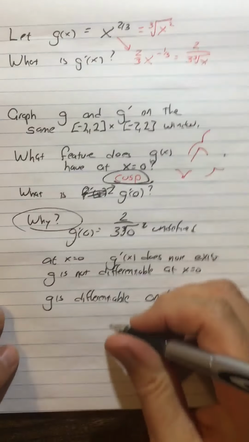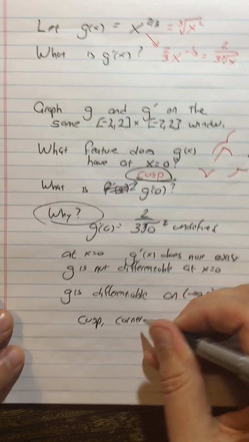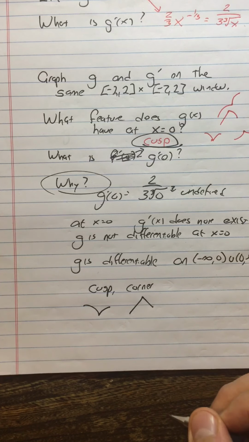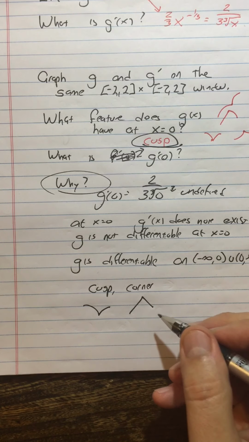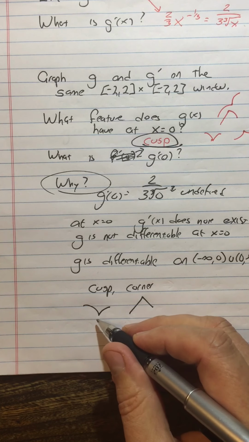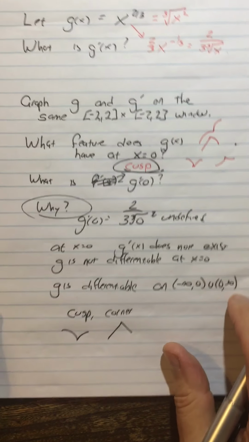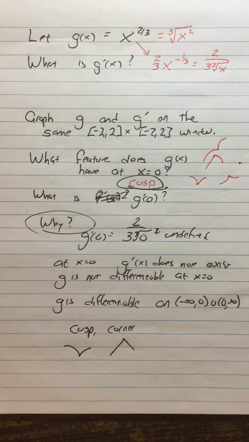Your book, by the way, distinguishes a cusp from a corner, where a cusp is a curvy point and a corner is a straight point. However, I personally never use this word corner because it's not qualitatively different from a cusp. So I just call them both cusp. There's no reason to distinguish them. All right, so now we've seen two cases where a function might not be differentiable. Is there a third? Yes, there is. We'll do that next.